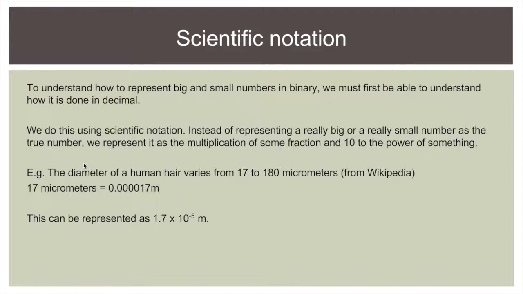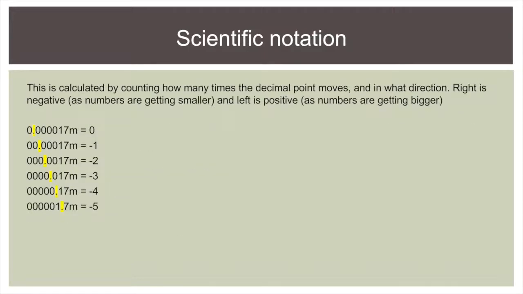So for example, I looked up on Wikipedia the diameter of a human hair, and it varies from 17 to 180 micrometers. If we take 17 micrometers, that equals 0.000017 meters. And this is 1.7 times 10 to the minus 5.